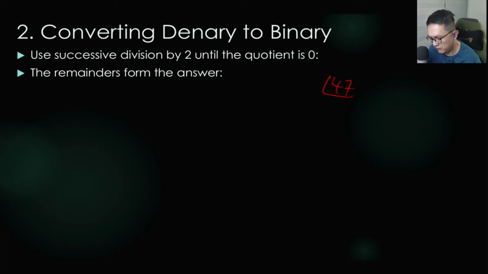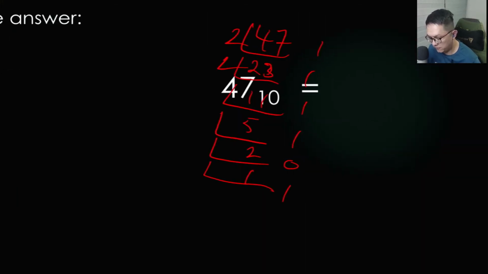So 47, I divide by 2, I will get 1 remainder. Then it becomes 23. Then divide by 2 again, I get 1 remainder. Then I divide again, I get 11, then 1 remainder also. Then I divide again, 1 remainder. Then I will get 2, and then this will give me 0. Oh, sorry, yes, 2. Then I get 1, then I get 1 remainder. Then after that, I'm supposed to reverse this. I'm supposed to take from the bottom up.